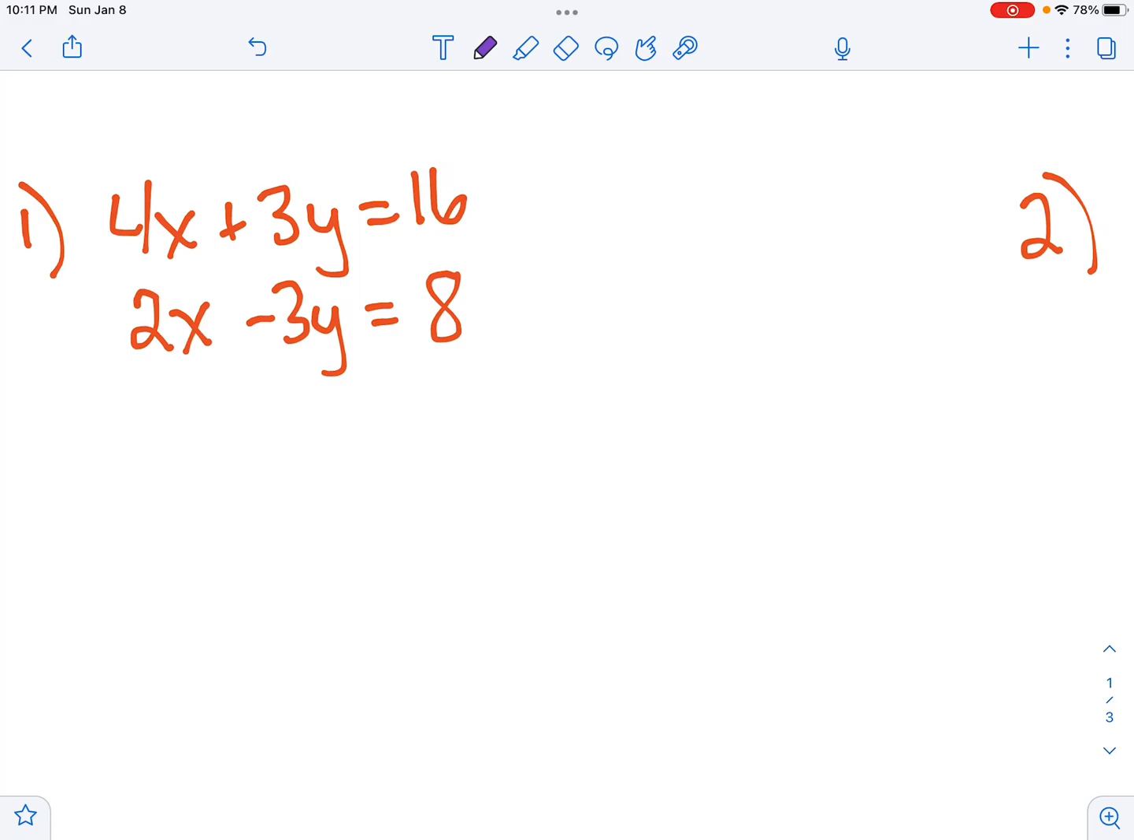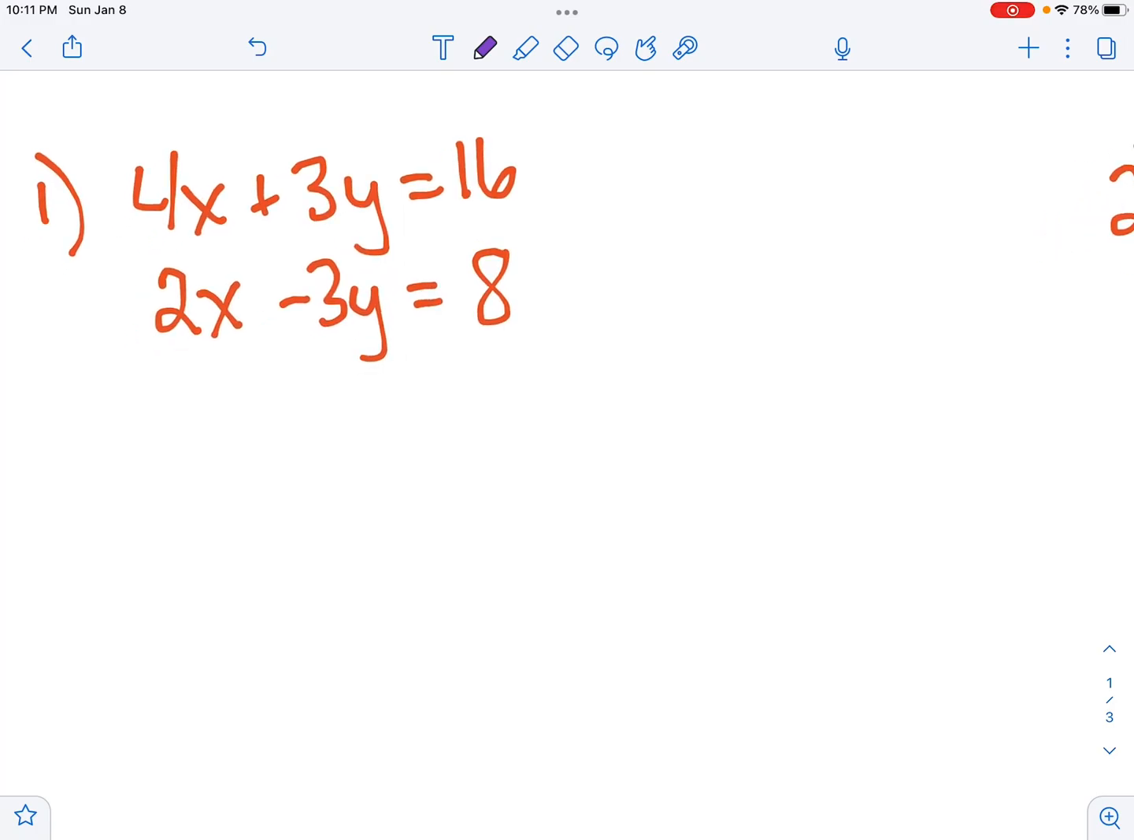If we look at number 1, the first thing we want to look for is, are the x's and y's on the same side of the equal sign? Well, here's the equal sign. For the first one, x and y is over here. For the second one, x and y is also over there. So we're good. Now we need to look at our numbers. Remember, the number in front of x or y has to have the same number, opposite sign. Do the x's or y's have that?